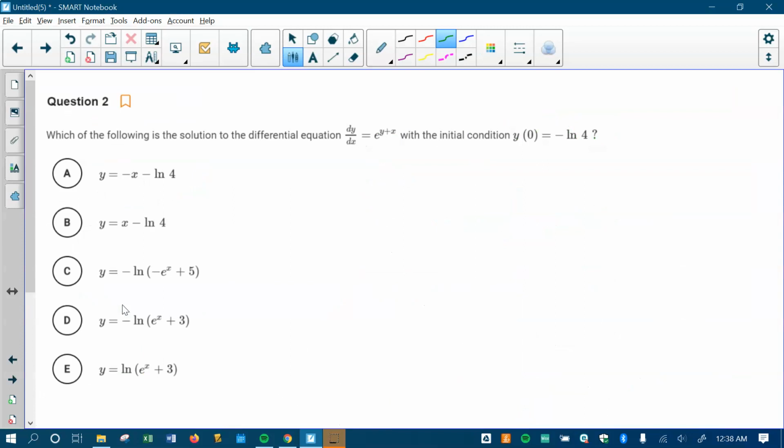All right, number 2, and let's see if I can write better here. If I plug in 0, negative natural log of 4, I'll let you try that. One of these is false, because if you plug in 0 to one of these, it ends up not giving you negative natural log of 4. And that's E. Why would I take the time to do that anyway? Well, if I wasn't sure on the test, I can increase my chances of getting the answer correct if I eliminate one of the wrong answers, right? Okay, now let's solve this one here.